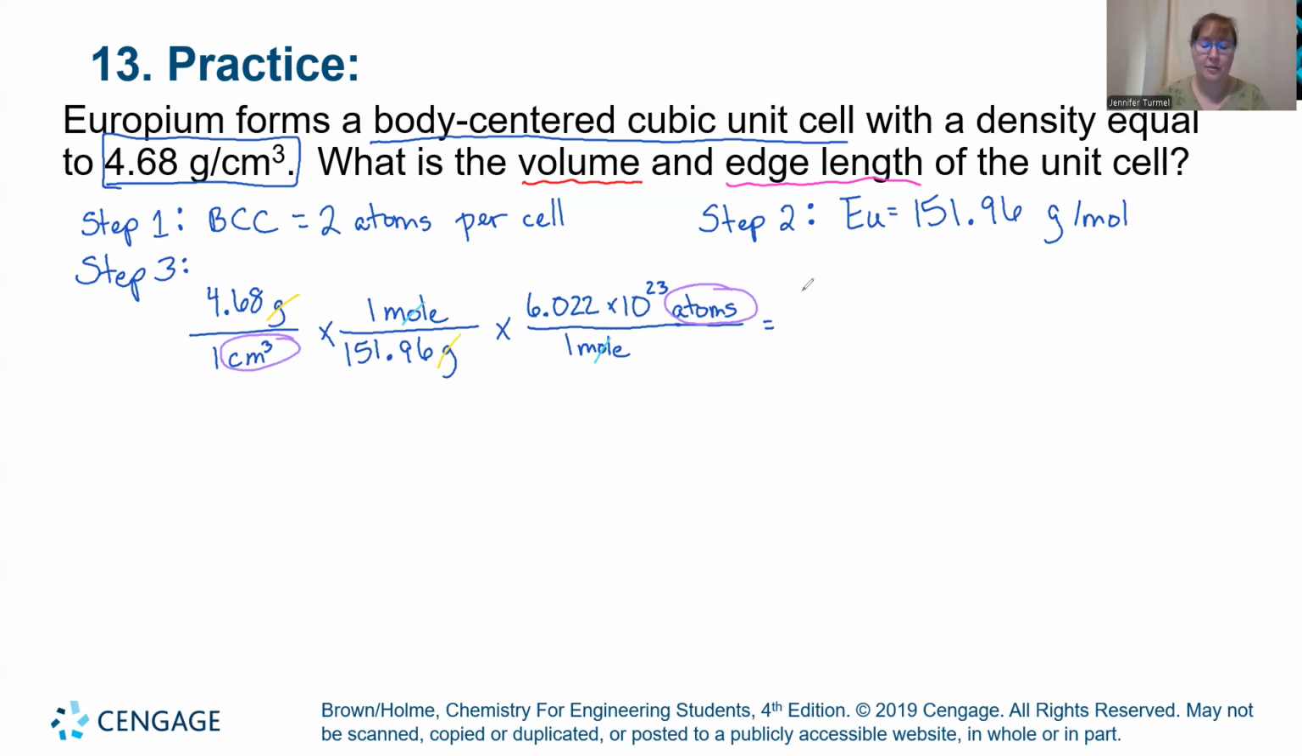And when we calculate this through on the calculator, we get 1.85 times 10 to the 22. And this is atoms per centimeter cubed.